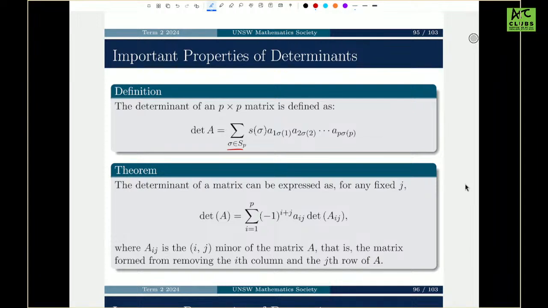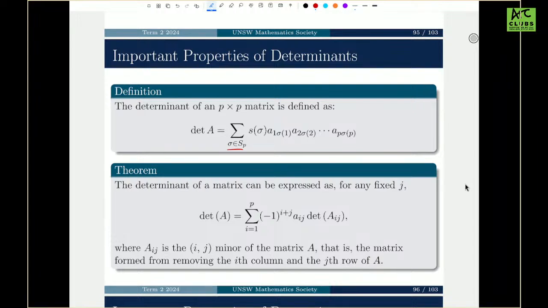I mean, by all means, you can go for that, and I commend you if that's your preferred way of calculating determinants. But we have a much better way, and it's the theorem just below. It's this idea of ijth minor matrices. So the theorem is that the determinant of the matrix can be expressed, for any fixed j, as the sum from I equals 1 to P of -1 to the I plus j times Aij times the determinant of the ijth minor matrix of A.